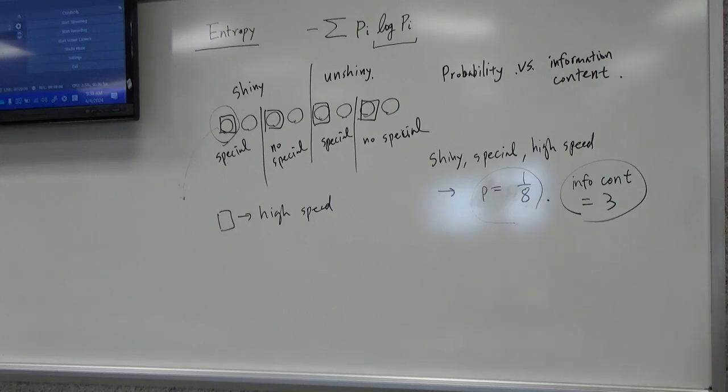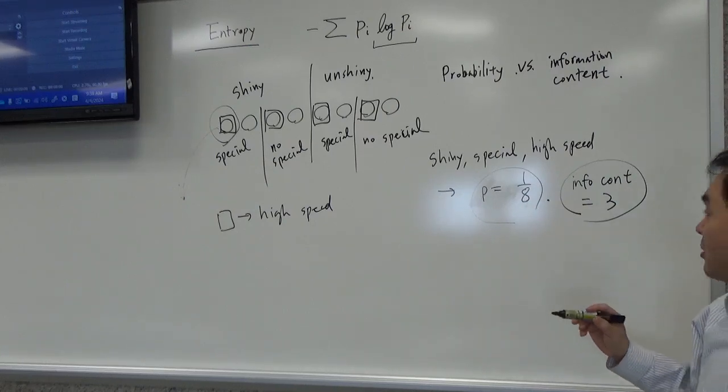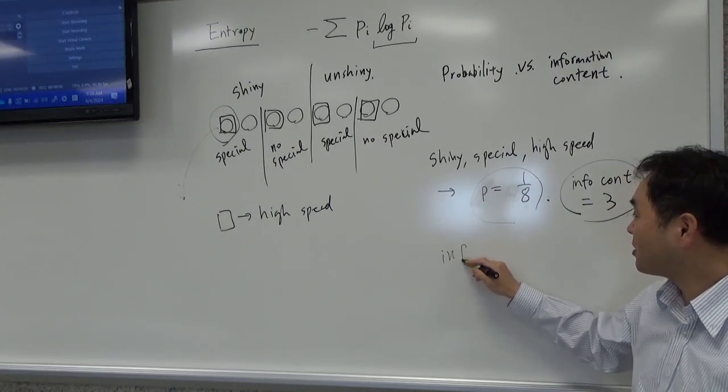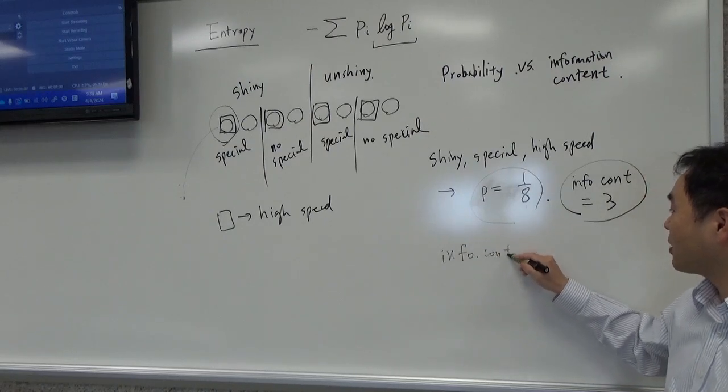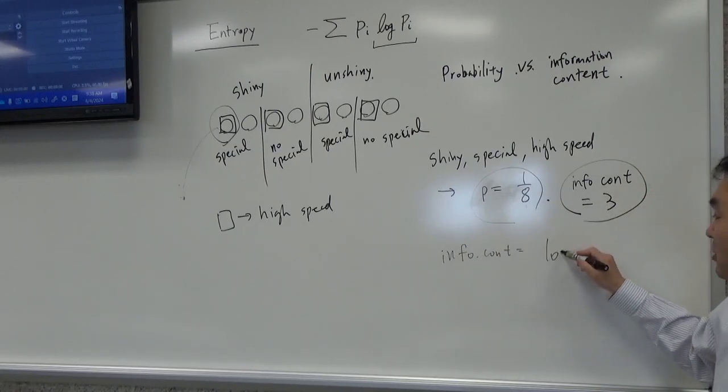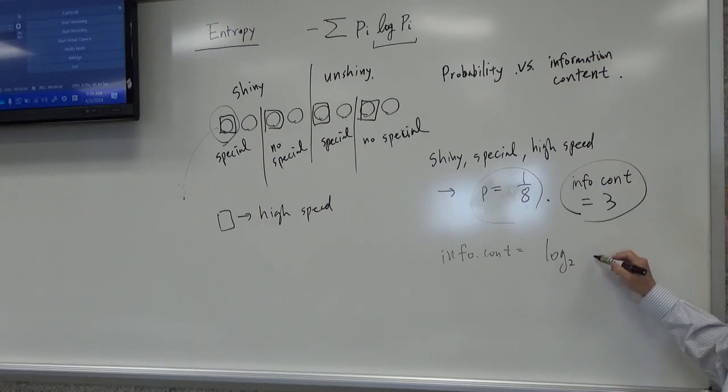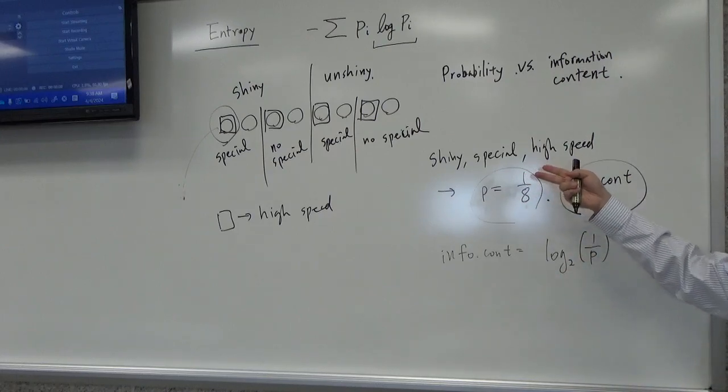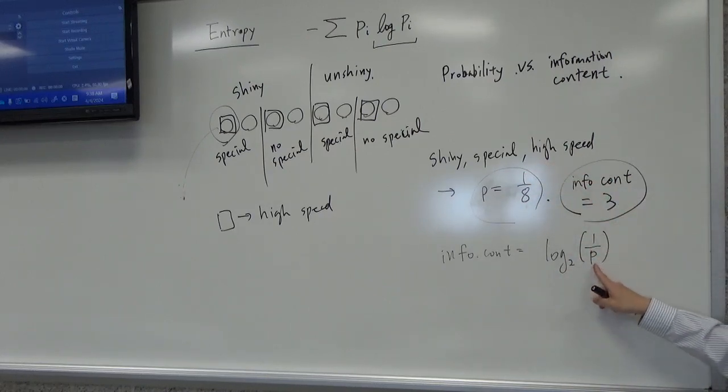So you see what we just found out is that information content is equal to log base 2 of 1 over p. Right? You flip this upside down, and then you take log base 2.